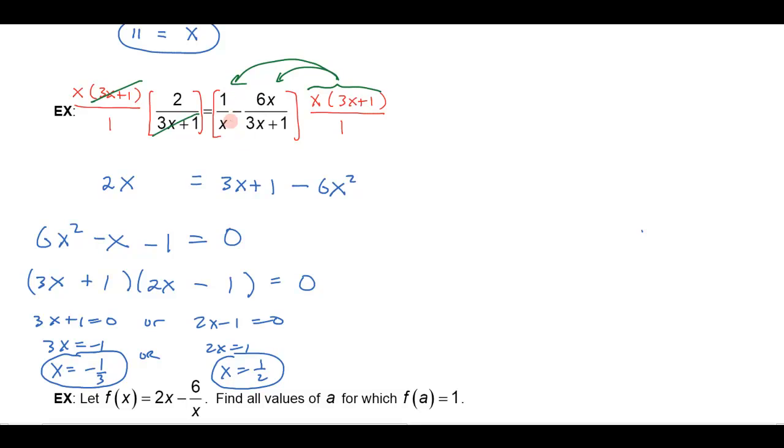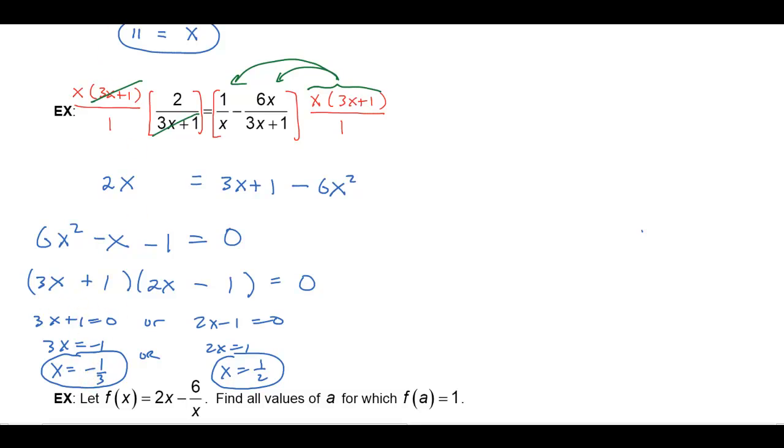When I come back to my original problem, you might notice that if I were to plug in x equals negative 1/3, that would make division by 0 right here. 3 times negative 1/3 is negative 1, plus 1 is 0. So when I multiplied both sides by x times 3x plus 1, I should have said to myself, boy, I sure hope x doesn't equal 0, and I sure hope 3x plus 1 doesn't equal 0. But of course down here, 3x plus 1 did end up being 0.